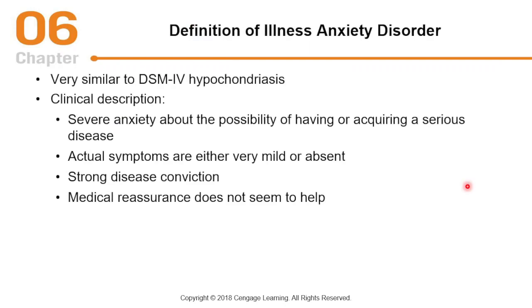Okay, now moving on to illness anxiety disorder. The illness anxiety disorder naman, this is very similar to the DSM-4's hypochondriasis. So, in the DSM-4, ang tawag dito was hypochondriasis, and the clinical description are the following. Severe anxiety about the possibility of having or acquiring a serious disease.